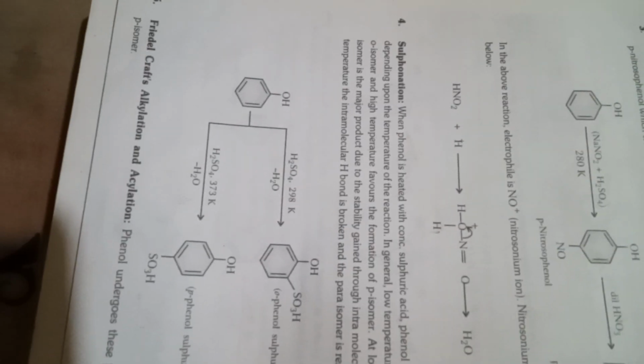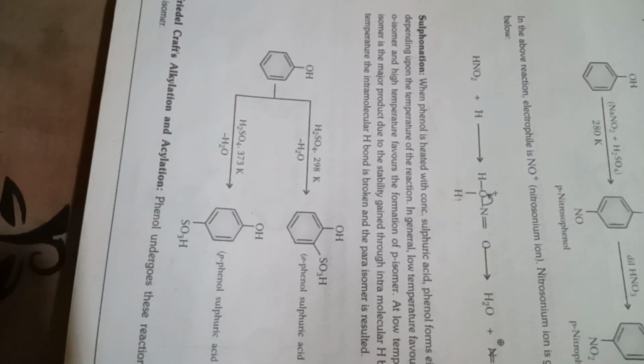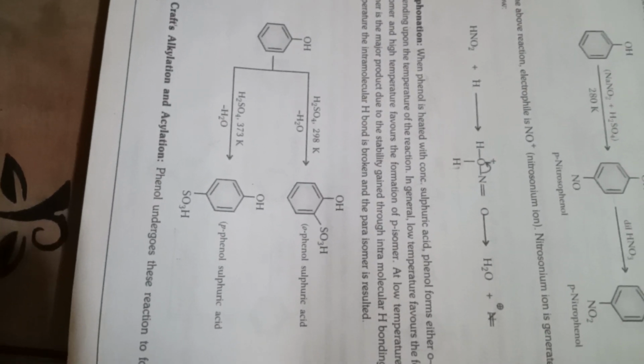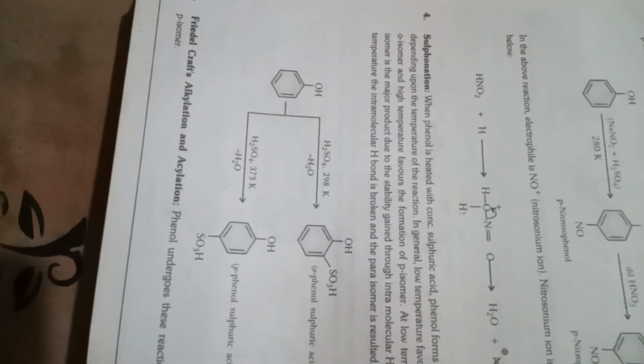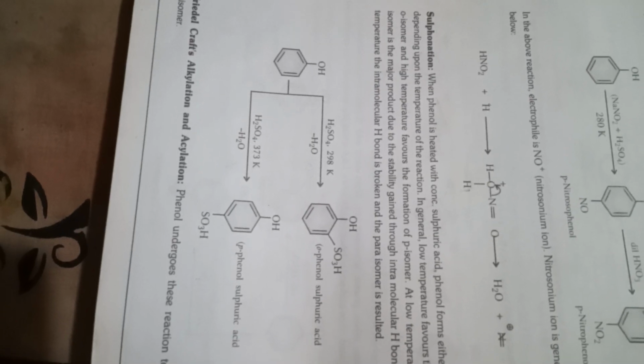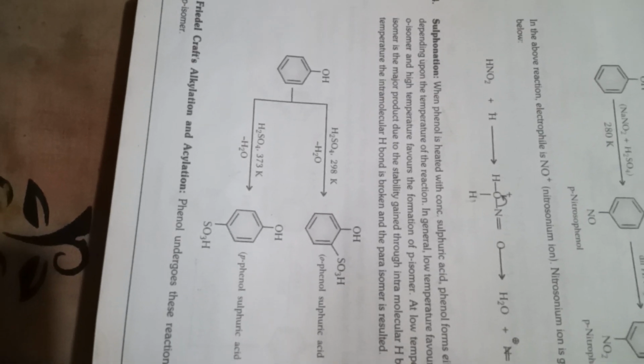Sulfonation. When phenol is heated with concentrated sulfuric acid, it forms either the ortho or para product depending upon the temperature of the reaction. In general, low temperature favors the formation of the ortho isomer and high temperature favors the formation of the para isomer. At low temperature, the ortho isomer is the main product due to the stability gained through intramolecular hydrogen bonding. At higher temperature, the intramolecular hydrogen bonding is broken and the para product results. Ortho-phenol sulfonic acid, para-phenol sulfonic acid.